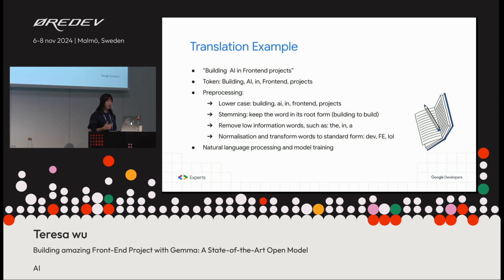The first step is we're going to translate this into lower case, easier for the computer to understand. So we remove the capital from this sentence and follow up by changing the word into its root form. So we're changing things like building to build. And again, we remove low information words like "the". These are because the language understands this is English first, right? So remove those low information words. And then we change some of the words to a standard form, like dev FE means front end, right? And then we will start processing this sentence and translate it.